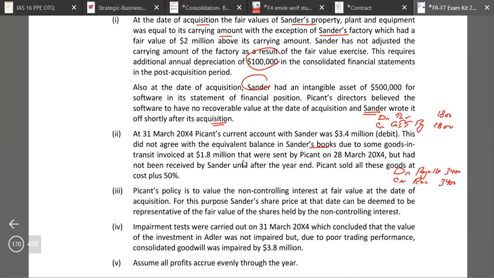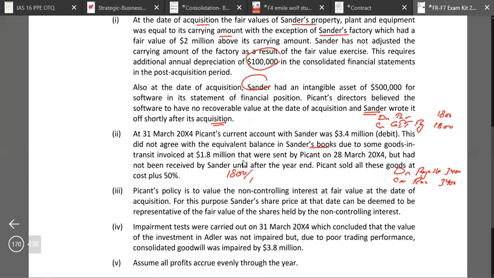Picant sold all these goods at cost plus 50%. That means there is the unrealized profit. Okay, so how are you going to calculate the unrealized profit? The price was 1800. Picant sold all these goods at cost plus 50%.